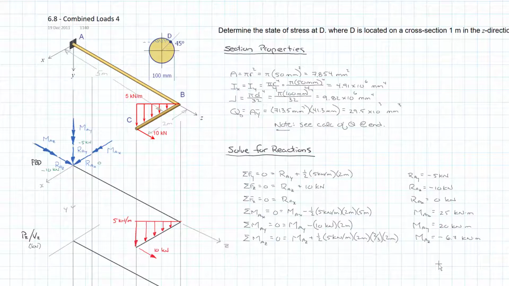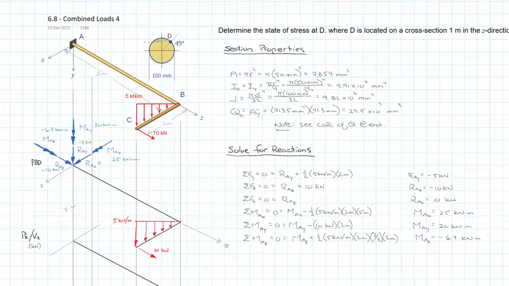Now I'm just going to tidy this up a little bit so that they all line up. There we go, little tidier. And so we have all our reactions. So let's get those moments put in up here. So we have MAZ is equal to negative 6.7 kilonewton meters, MAY is 20 kilonewton meters, and MAX is 25 kilonewton meters. So we have our free body diagram completely annotated and what those values are.